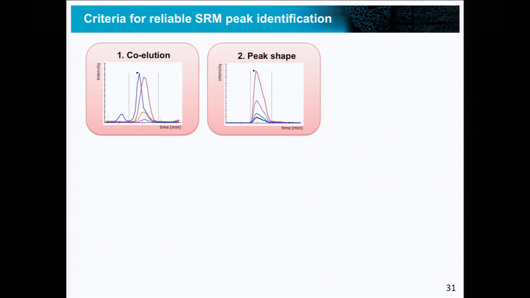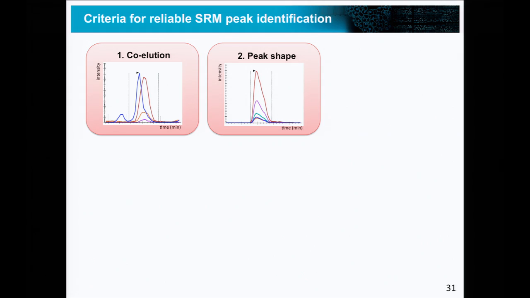The second criterion that you can apply is peak shape. So this is an example. It's exactly the same theory. All transitions coming from the same peptide should have the same chromatography. So a peak like this that is not perfectly Gaussian is, for the purpose of SRM, even nice, because I'm even more sure that with this non-Gaussian peak shape, all these signals come from exactly the same peptide.